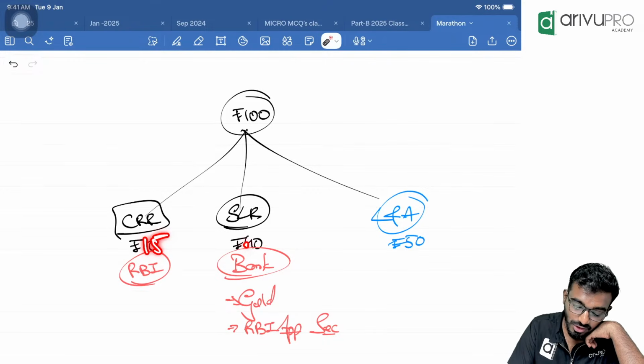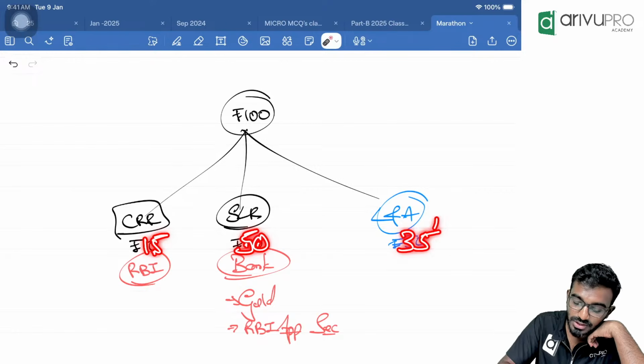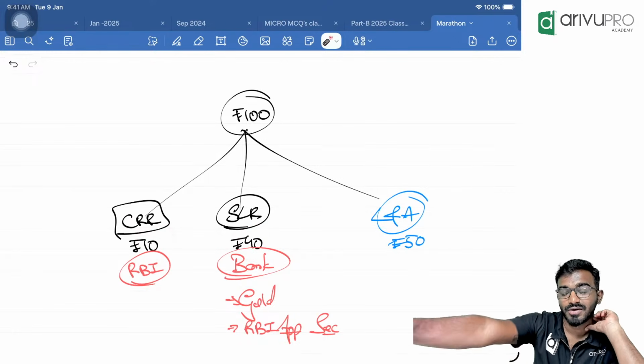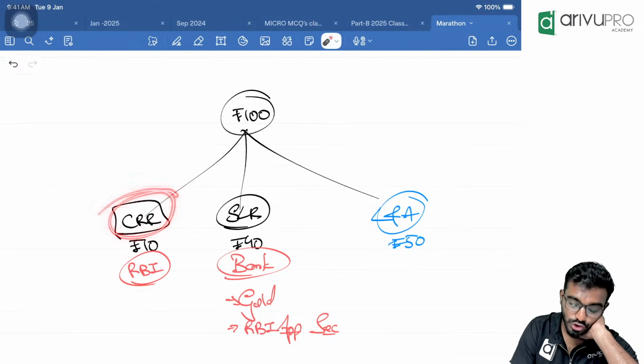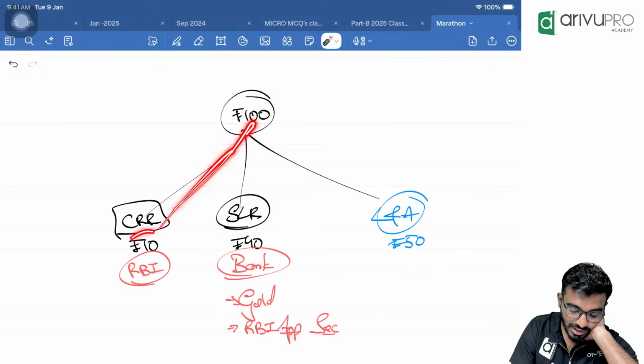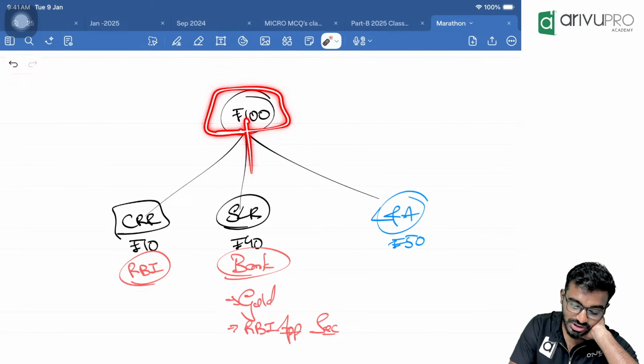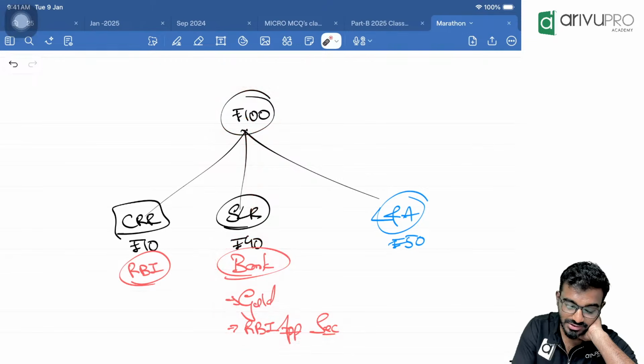Earlier you were maintaining 40 rupees, now you maintain 50 rupees. 50 plus 15, 65. Now the remaining loan money available is only 35. So like this, RBI can cut that down. So CRR, cash reserve ratio, is the portion of bank deposit which a commercial bank has to deposit with RBI. That is CRR. The portion of deposit which a commercial bank has to maintain with themselves in the form of gold or RBI approved security, that is called SLR.